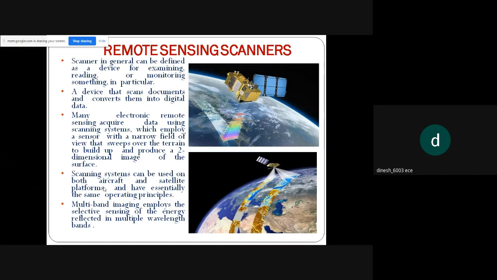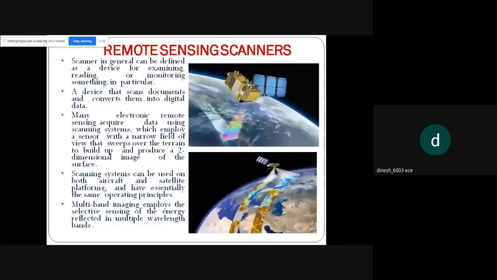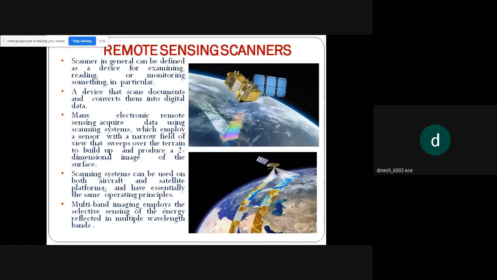Following the optical and microwave access for remote sensing, we need to see a specific type of device or equipment that is used for data acquisition, so that we call it a remote sensing scanner.